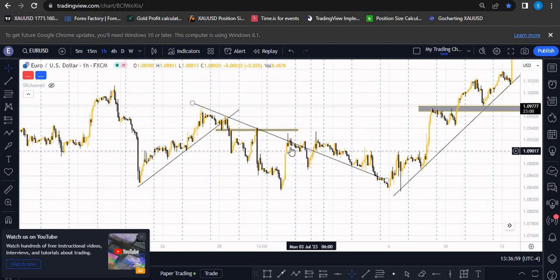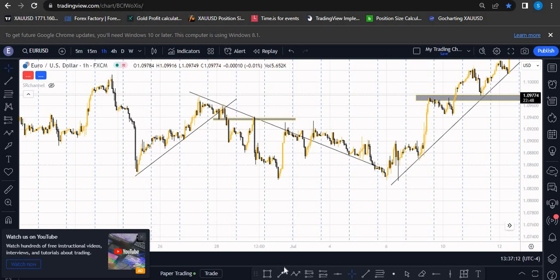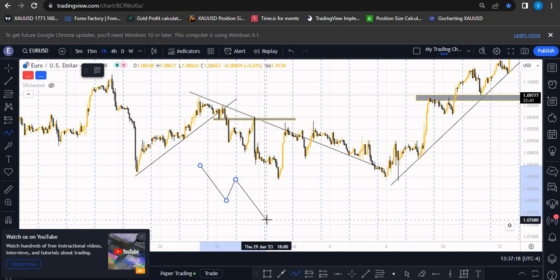At the touch right here, you can see it looks like a breakout. But it's weak, so we are not counting that as a valid breakout. What are we expecting for a valid breakout? For a valid breakout, this has to happen. So we are expecting the price to be like this.